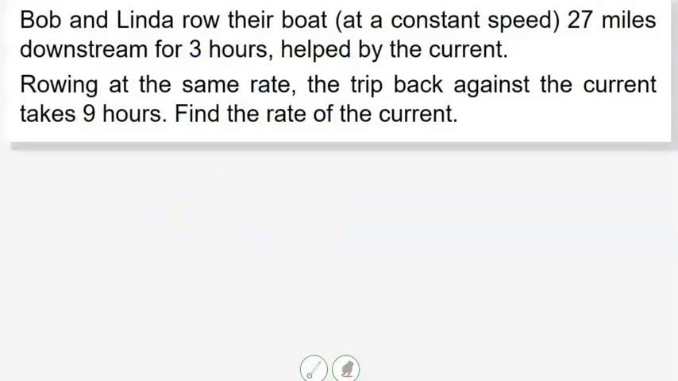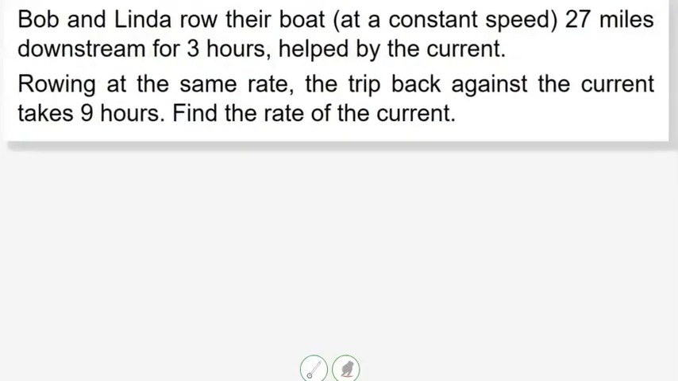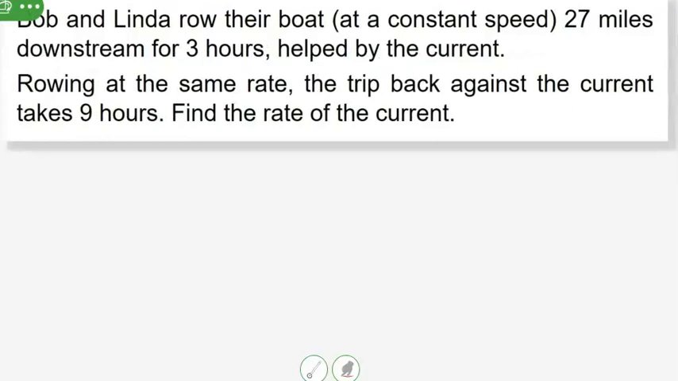Okay, great. So now we're ready to read our problem. We have Bob and Linda rowing their boat at a constant speed, 27 miles downstream for 3 hours. So downstream means we are moving and the current helps us. Then on the trip back, they're moving against the current, and the trip takes 9 hours. We need to find the rate of the current.